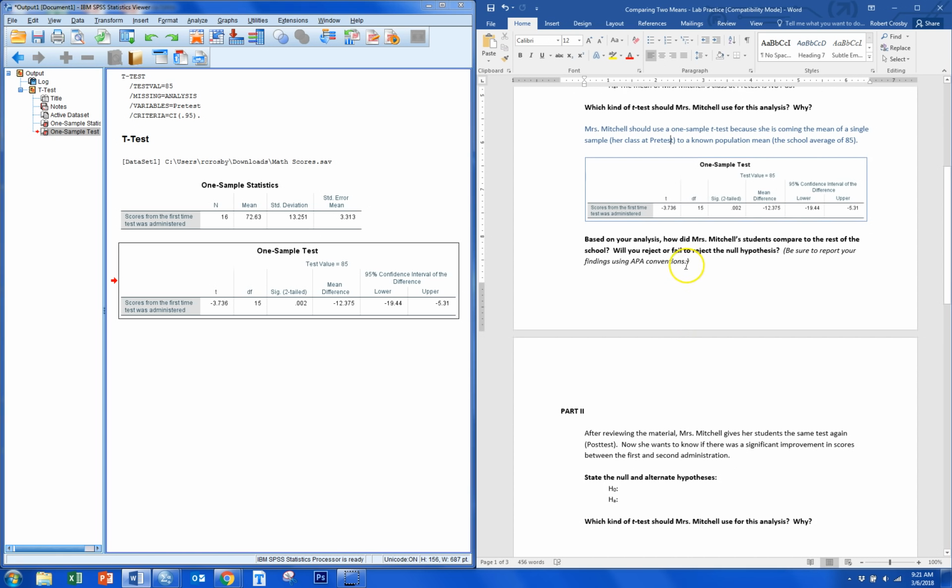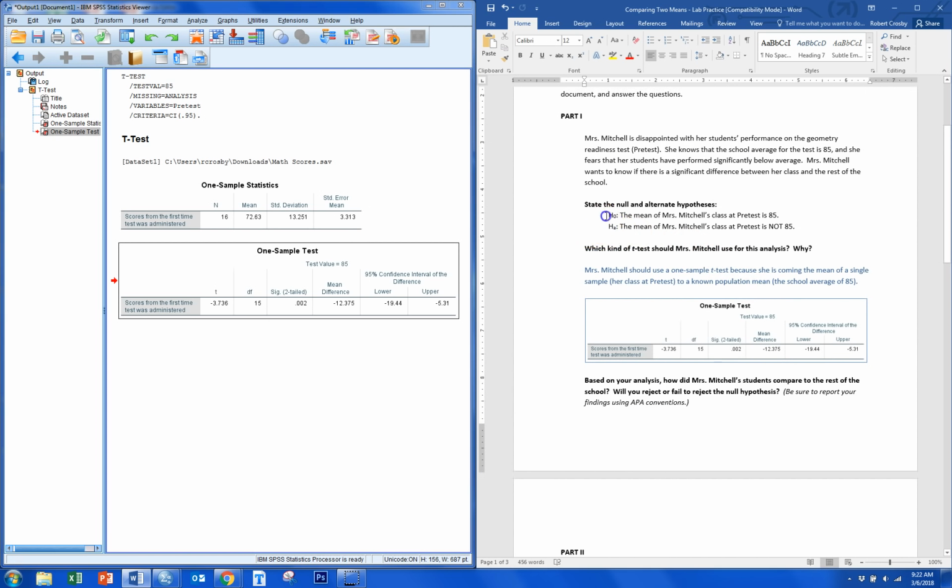Based on your analysis, how did Mrs. Mitchell's students compare to the rest of the school? Will you reject or fail to reject the null hypothesis? So the null hypothesis is that the mean is 85. That's what we tested here. We tested whether the mean is significantly different from 85.